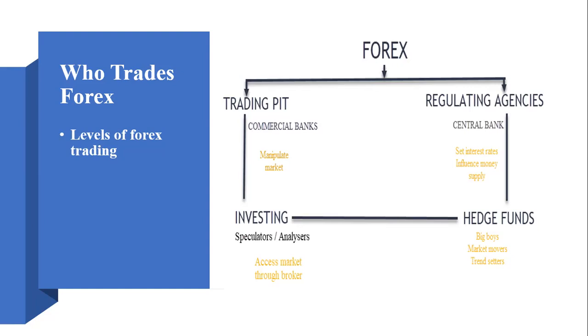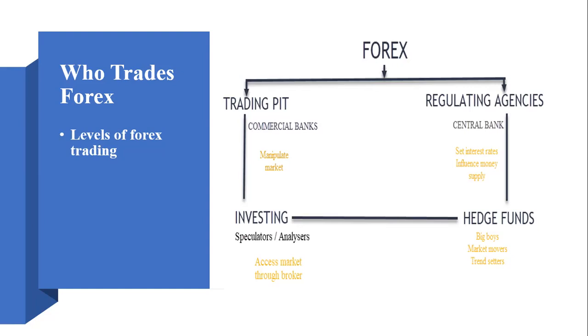Now, I want to look at the regulating agencies. Which agency regulates this Forex? The agency number one that regulates this Forex is the central bank. And what do we know about the central bank? Central banks are people who set interest rates on loans, interest rates on land, interest rates on products. They are the ones who set this. Taxation is also controlled by the central bank.